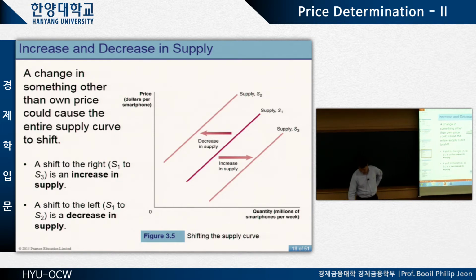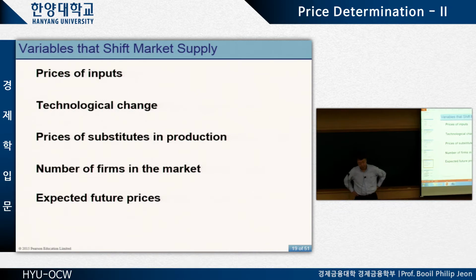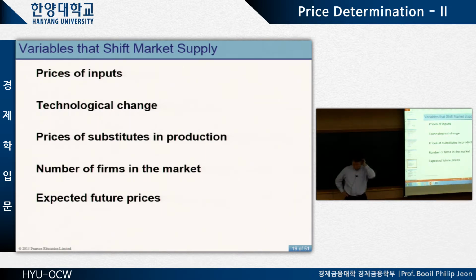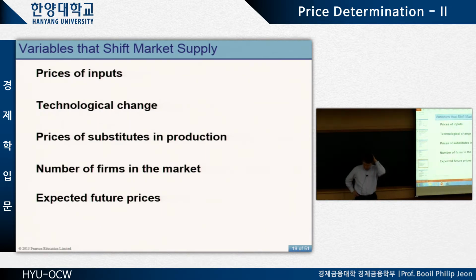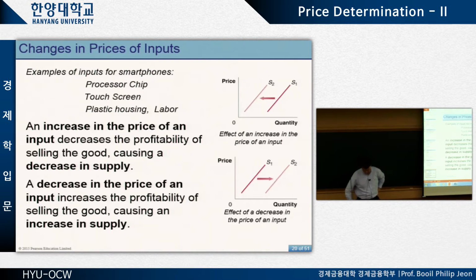But if something other than the own price changes, then the supply can shift or change, right? And those other things are price of inputs, technological change, or prices of substitutes in production, right? Or number of firms in the market, like number of producers in the market, right? And the expected future price, right? So let's talk about these things today, right?